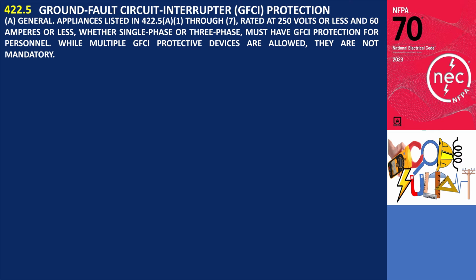Section 422.5, Ground Fault Circuit Interrupter Protection, in subsection 422.5(A), General, states that appliances identified in 422.5(A)(1) through 422.5(A)(7), rated 150 volts or less to ground, and 60 amperes or less, single or three-phase, shall be provided with Class A GFCI protection for personnel. Multiple Class A GFCI protective devices shall be permitted but shall not be required.